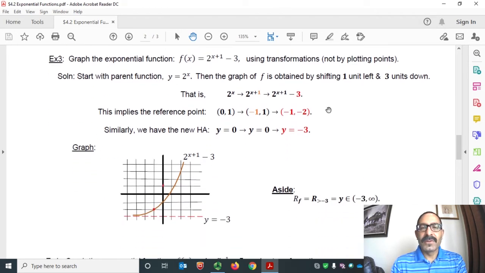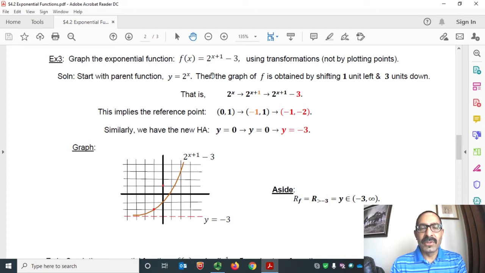Graph the exponential function. Here our exponential function is given as 2 raised to the power x plus 1, minus 3. So let's begin the solution. Here 2 raised to the x is our parent exponential function. Then we add 1 on the x coordinate. That means we are shifting 1 unit to the left. And then we are subtracting 3 from the y value. That means we are shifting the graph of 2 to the power x plus 1, 3 units down.